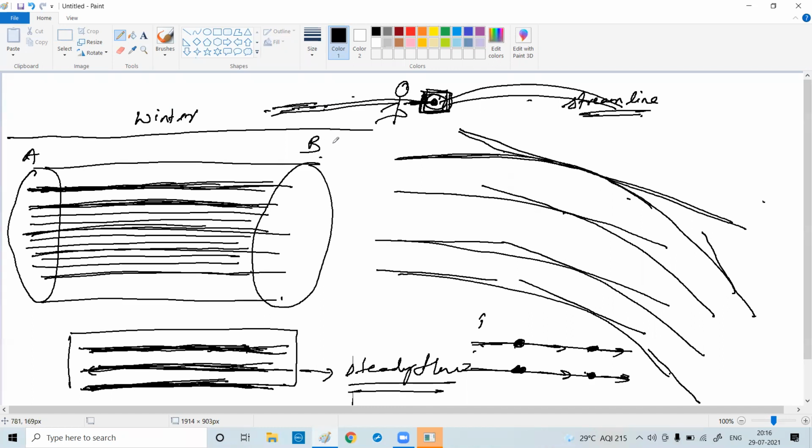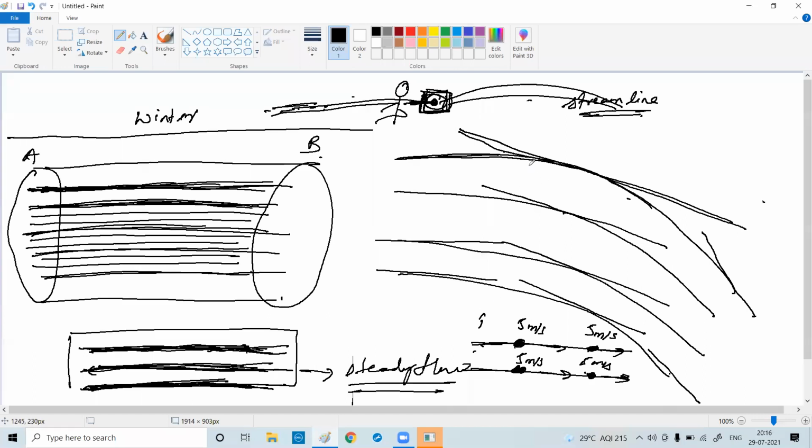So steady flow is a measurable property which says that the pressure and the velocity of the fluid at any given point of time is constant. If this travels 5 meter per second, this also travels 5 meter per second, this also travels 5 meter per second. Did you understand, guys? Is it clear to all of you? Very important, guys. Very, very important concept.